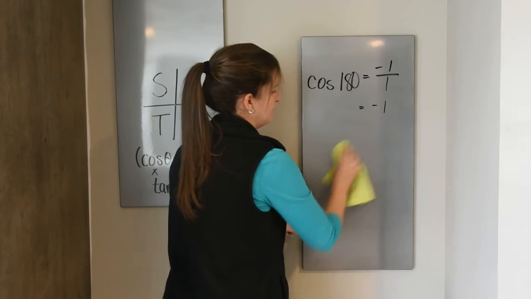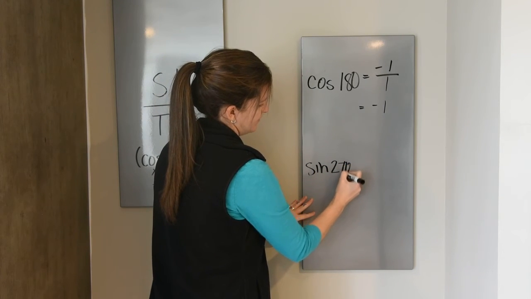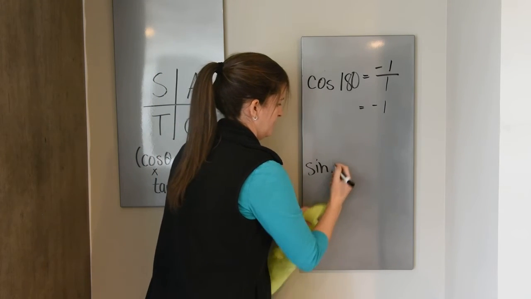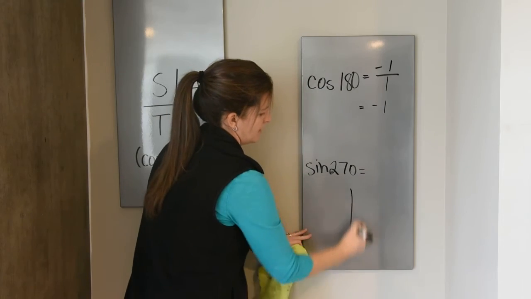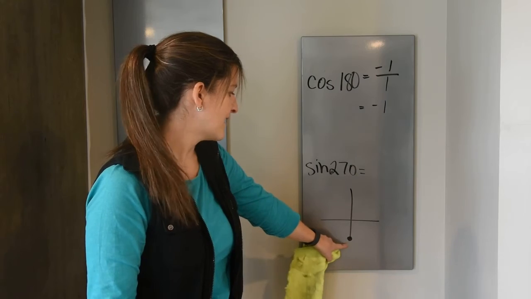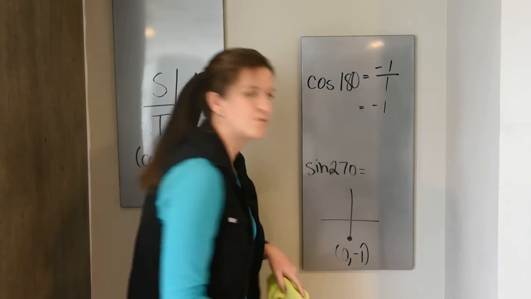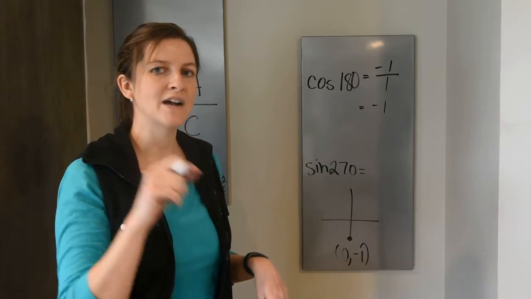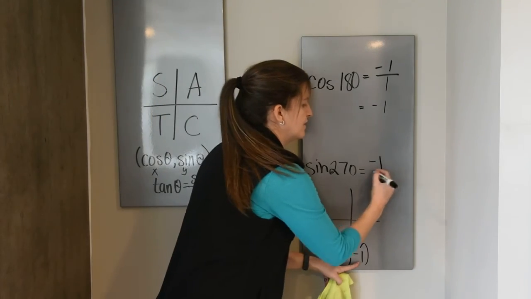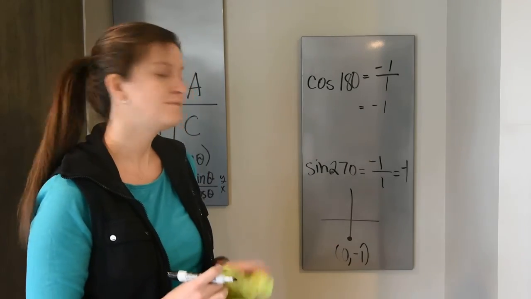Okay. Let's do sine of 270. Alright, sine of 270. 270 is going to be on that axis right there. Get your ordered pair, which would be 0, negative 1. Sine is the y coordinate over the r. The r is 1 on the unit circle. So you do negative 1 over 1, which goes to negative 1. And you're done.